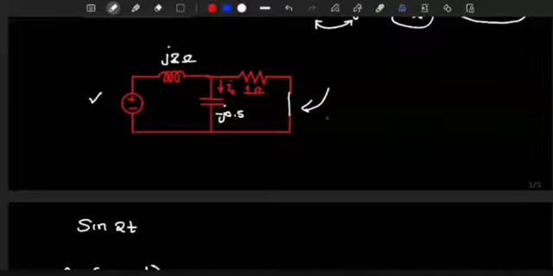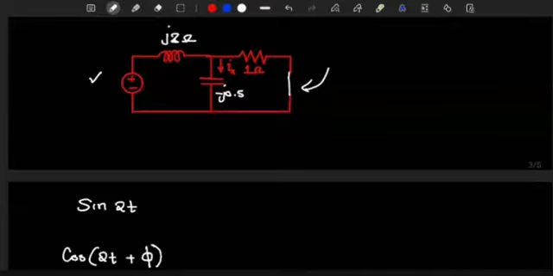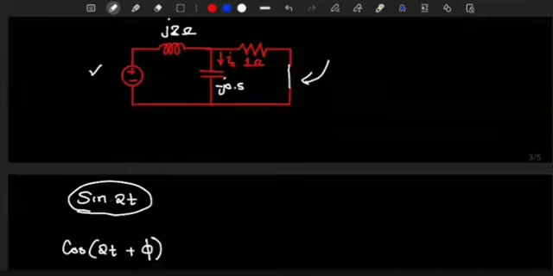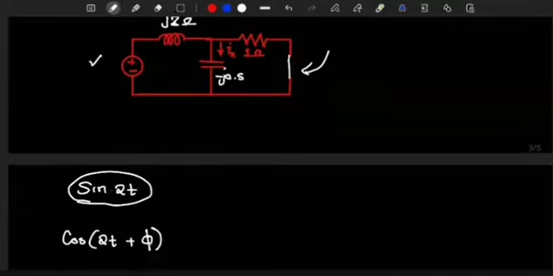Then the sine 2t as well. No, it's the one we want to convert. We want to write it in phasor form. So we want to find an angle phi such that when we add it to 2t and take the cosine of that, it will have the same meaning as sine 2t.